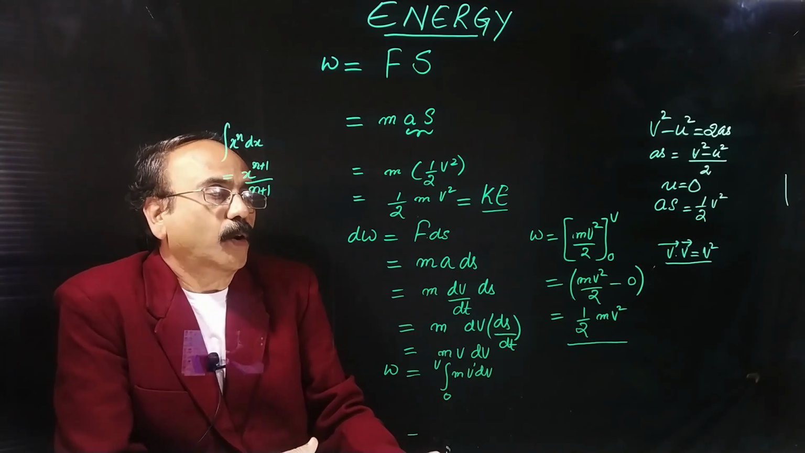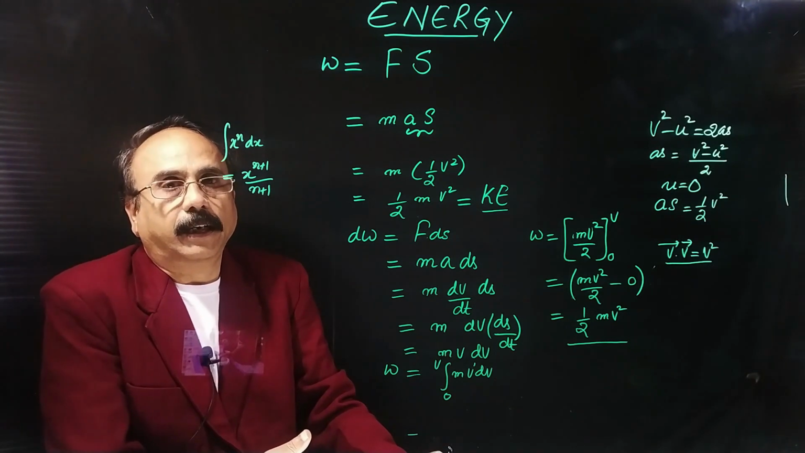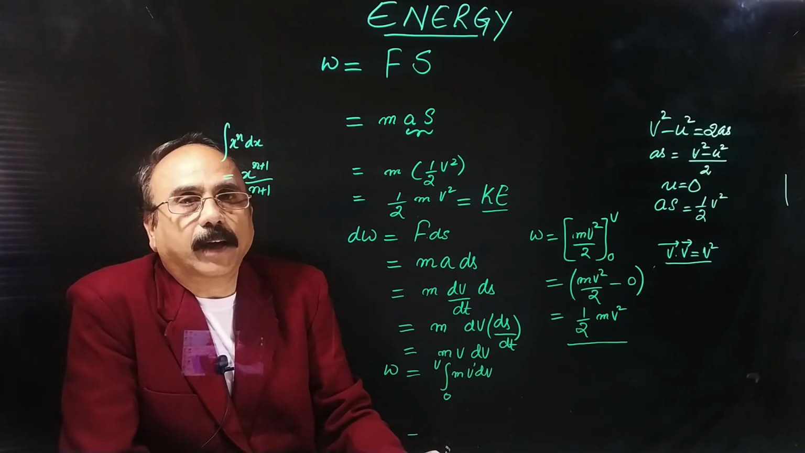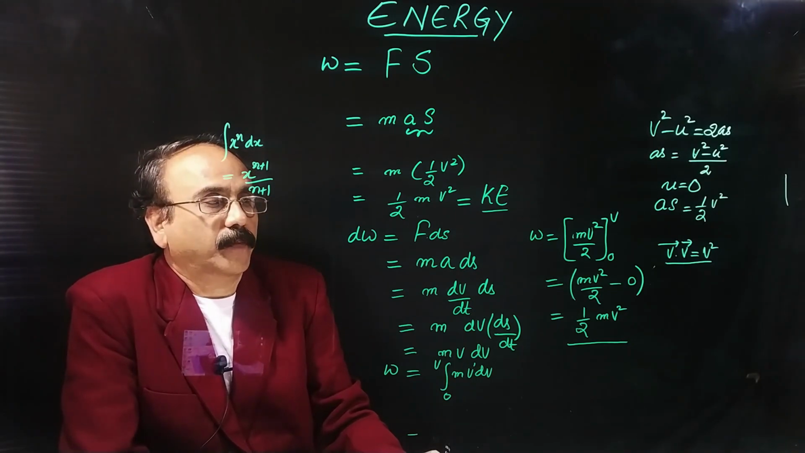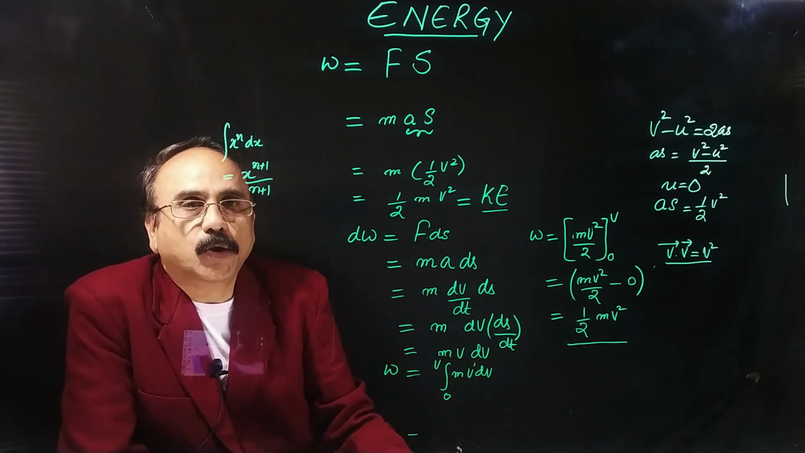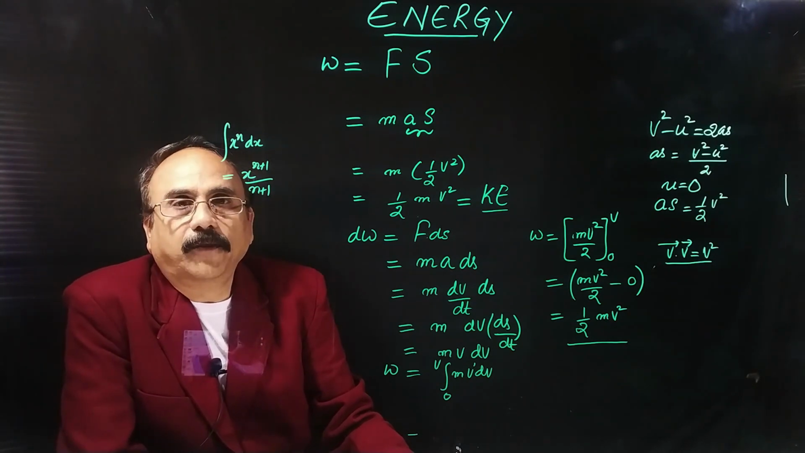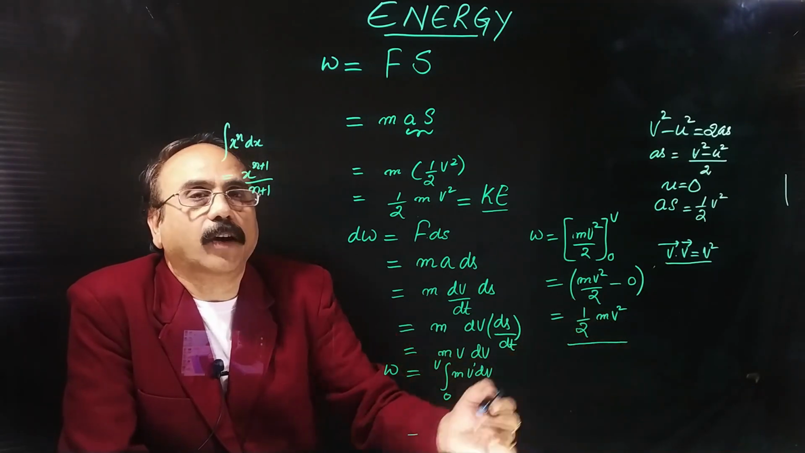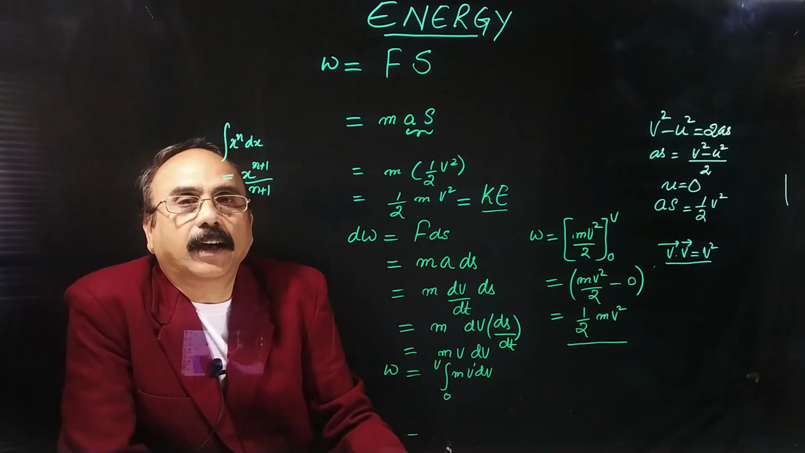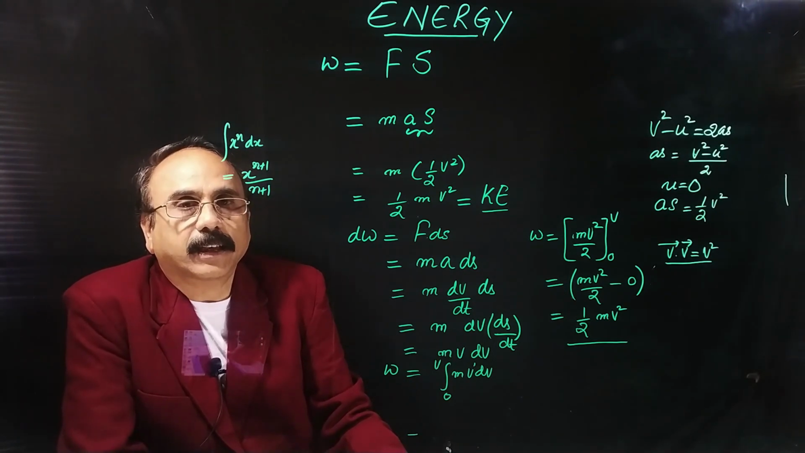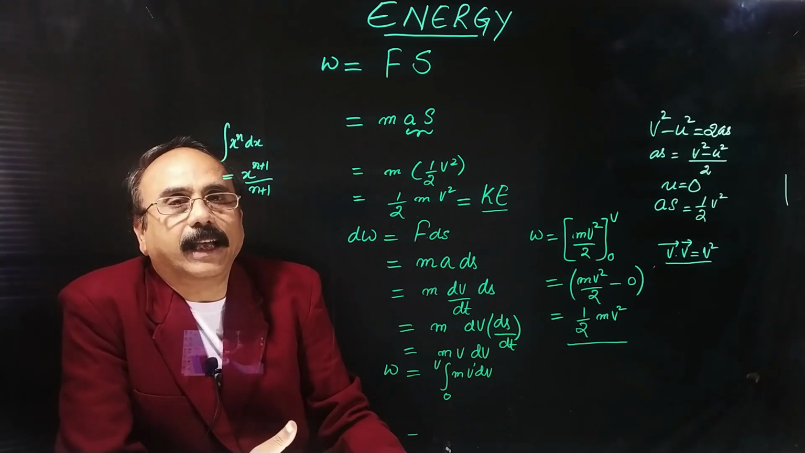But how? Suppose if you double the speed, then the kinetic energy will be 4 times the old kinetic energy. Why? Because in place of this v, we have to replace 2v. Suppose if the speed is raised by 10 times, that is, in place of v, we have to replace 10v. Now, if you square it, it becomes 100v square. So, if you raise the speed by n times, the kinetic energy will be raised by n square times.